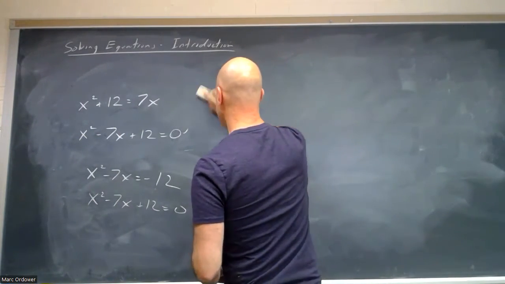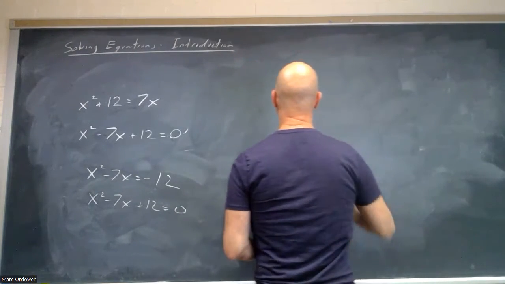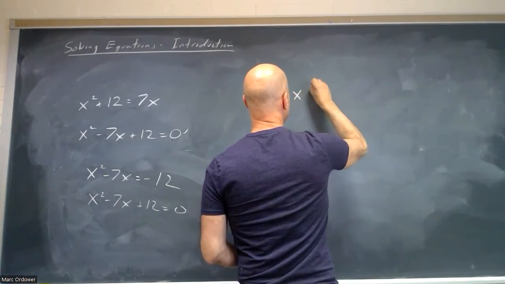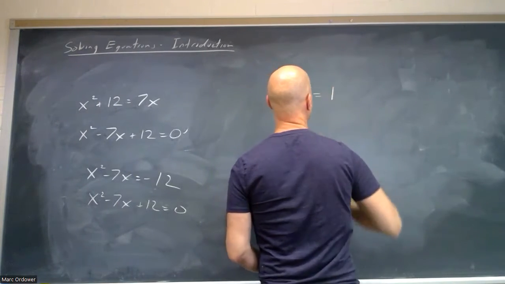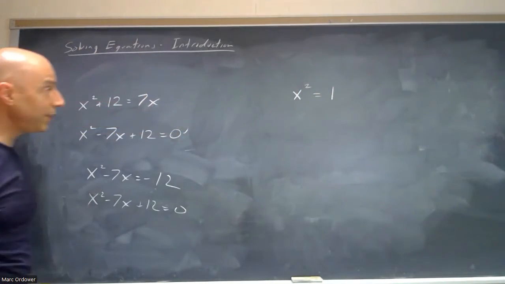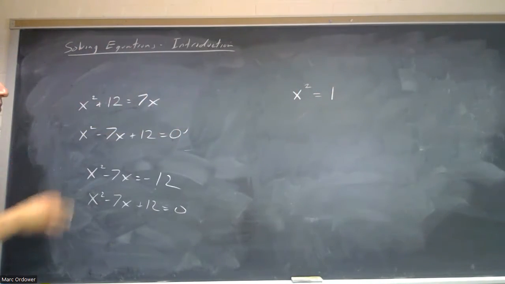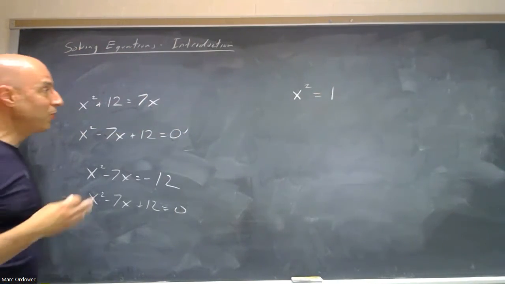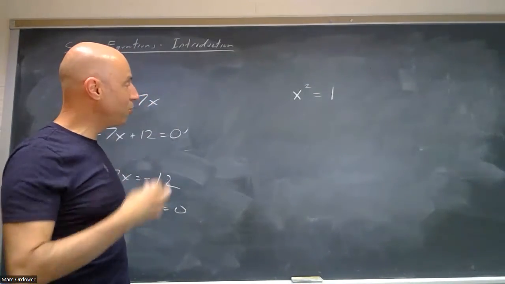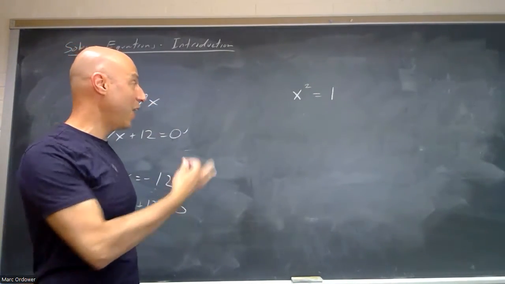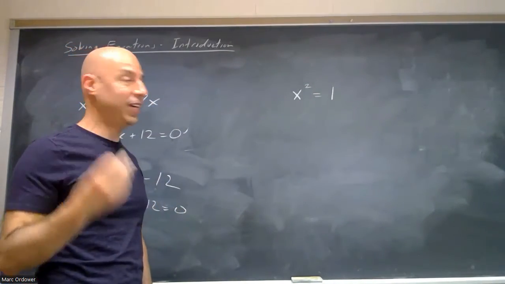Let's say we take a look at something like this. X squared equals 1. You might be able to eyeball the solution to that. Hopefully, if you do, you will spot the fact that there are two solutions rather than just one. I mean, the first one that probably pops into your head is that that works if x equals 1. When you square 1, you get 1.